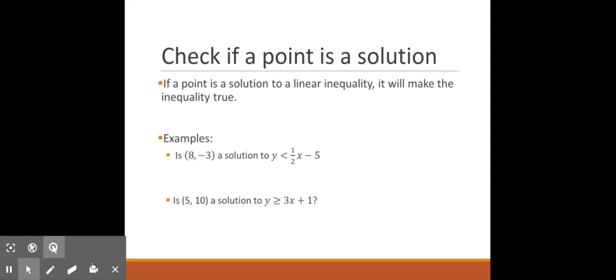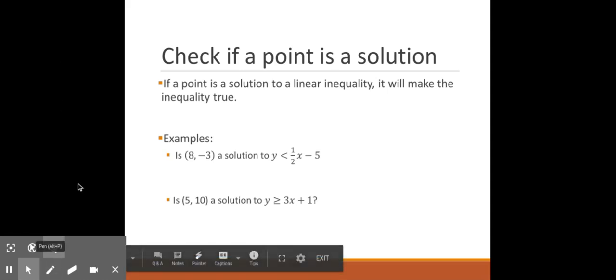If a point is a solution to a linear inequality, when we plug in the x and y, it will make it true. So we're going to plug in our x and y, and we're going to see, does it make the inequality true? And if we get that it is, and we say yes, it will be in a shaded portion of our graph. And if we get the answer no, then it should be in the portion of the graph that is left unshaded.